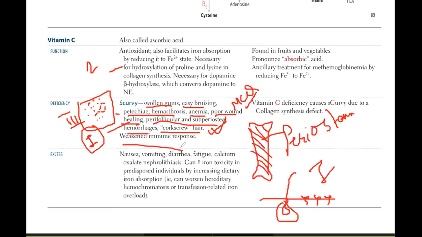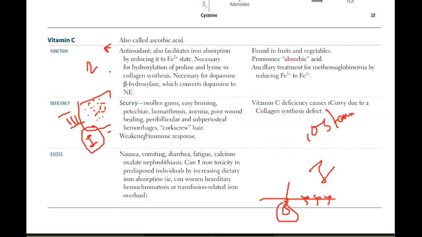Then we have weakened immune system. Weakened immune system, okay, because it's an antioxidant. It helps kill pathogens. So if you'll be lacking vitamin C, you'll be having a weakened immune system, and you will be prone to many diseases. Okay, people, so here you have this whole deficiency part.